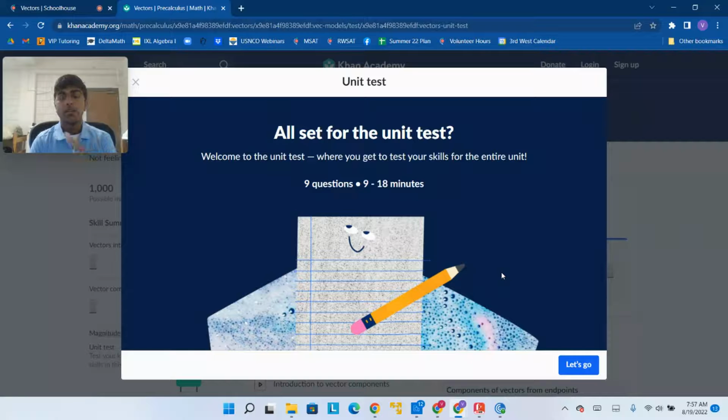Hello and welcome. Today we're going to be looking at the unit test on vectors. This is one of the topics in Precalculus. Now, vectors is one of the most difficult topics in Precalculus, which is why we're going to be going through all of these questions to make sure that you understand how to approach and solve these questions.